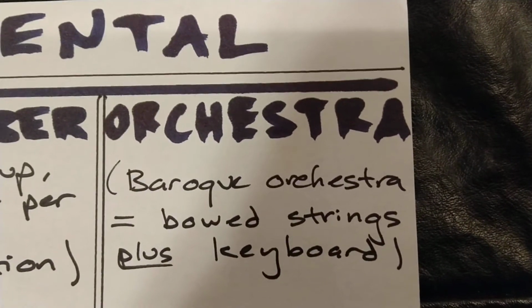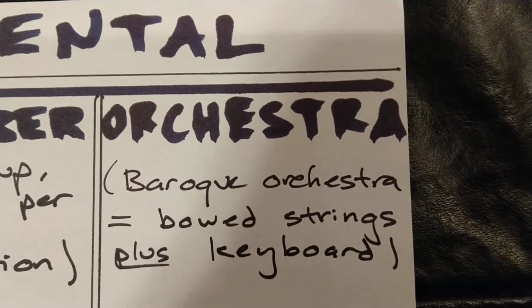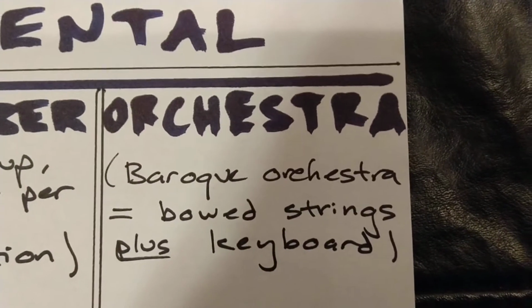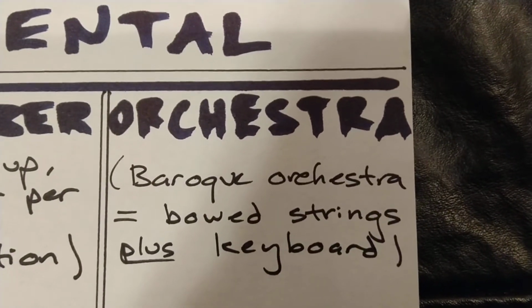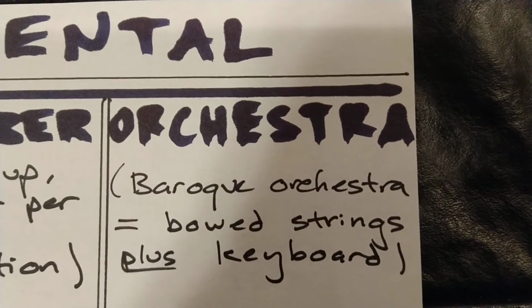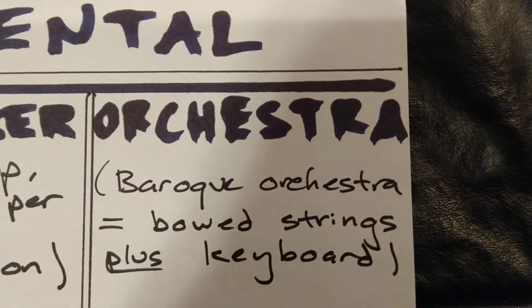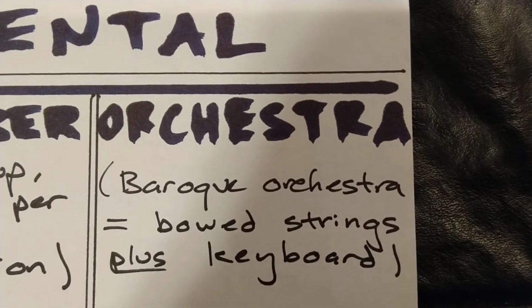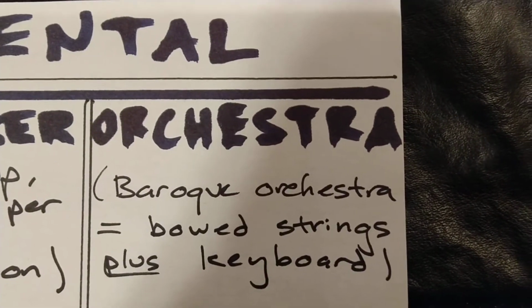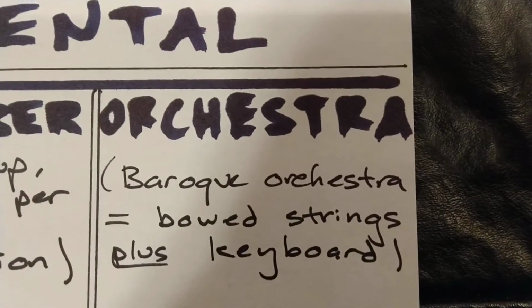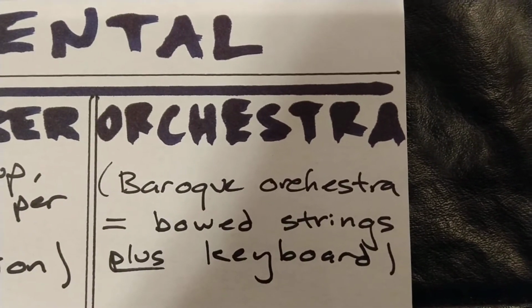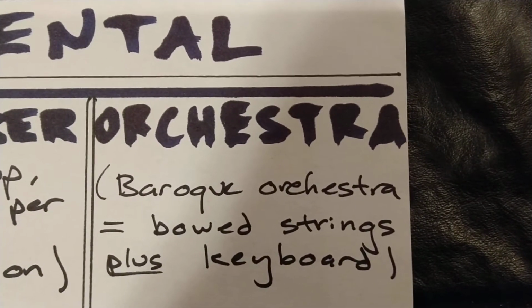Remember, basso continuo, a little bit of review for you. Basso continuo is like the rhythm section of the Baroque era. Anytime you have a group of people playing together, a group of instruments, you've got to have that rhythm section. The rhythm section is simply the chords and the bass line. So you need a keyboard player to play the chords in that basso continuo part.